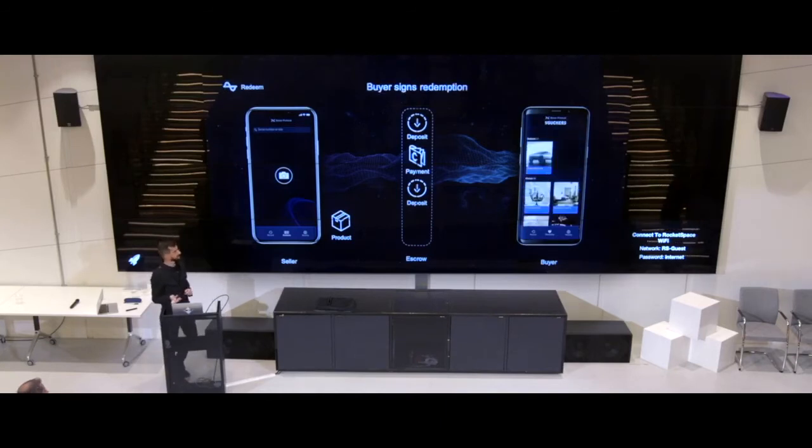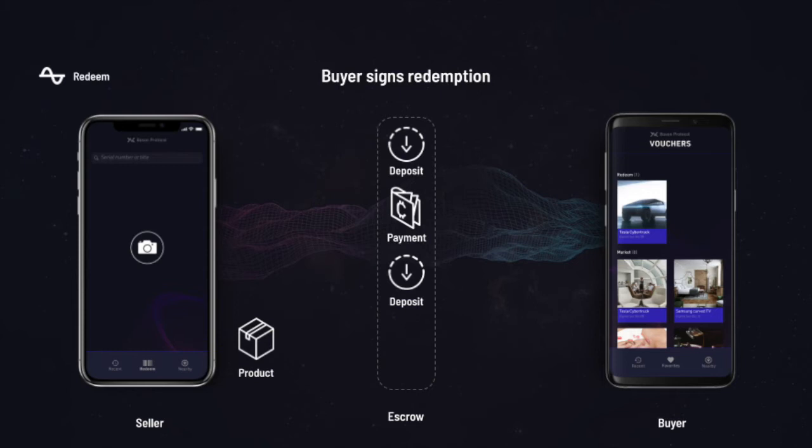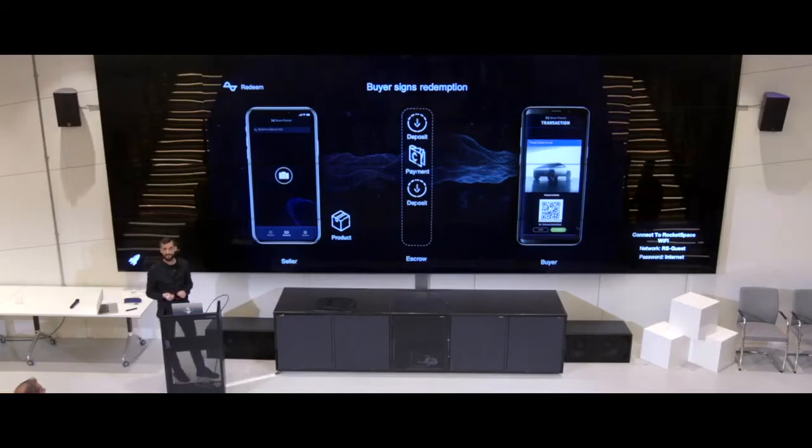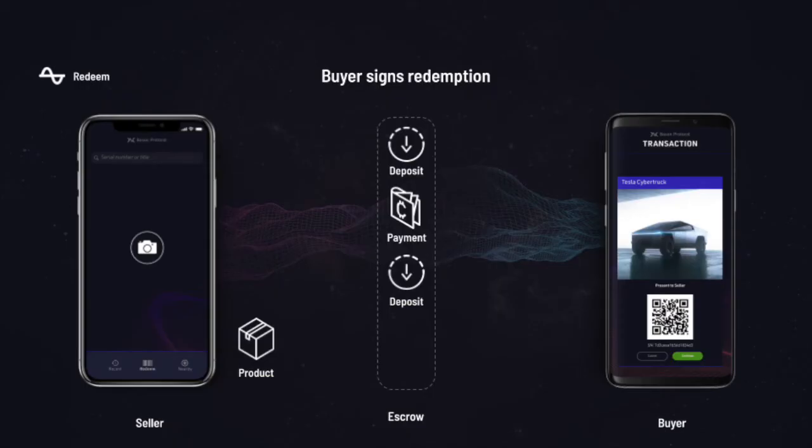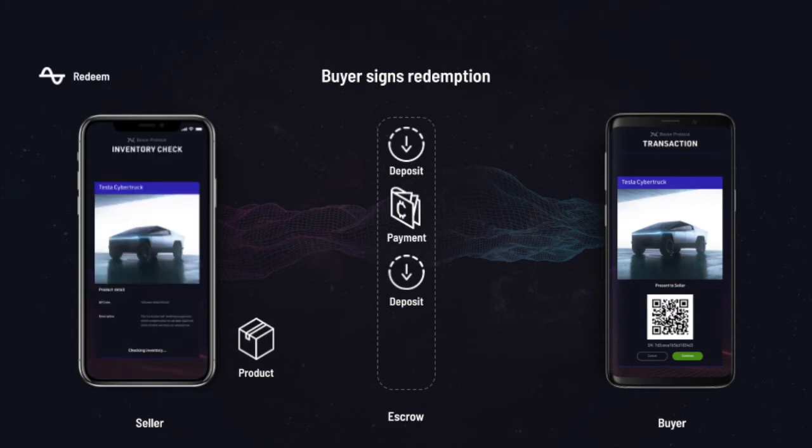At some point later, the buyer decides to redeem that voucher. Tapping on the icon, she is presented with a QR code and asked to present it to the seller. The seller scans the code or searches for the item manually. Then he queries his backend, most likely a legacy system, to check the validity of the voucher and that the item is on stock. Note here that the seller doesn't interact with blockchain at all.